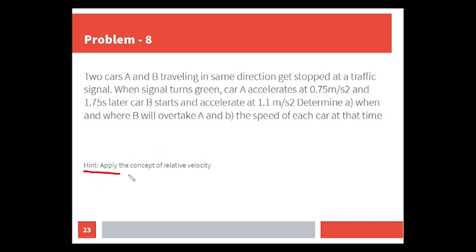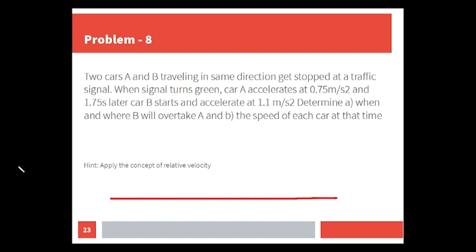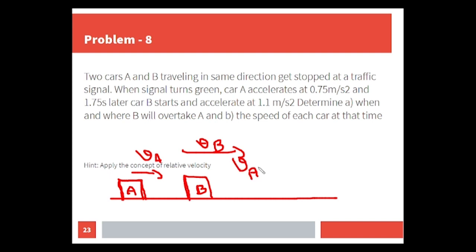So here there is a hint. We need to apply the concept of relative velocity. So let's understand what relative velocity is first. Imagine the floor, a block A and another block B. This moves with a velocity, say VA, and this moves with a velocity VB. We need to find the relative velocity of A with respect to B. This is nothing but the velocity of B minus the velocity of A.